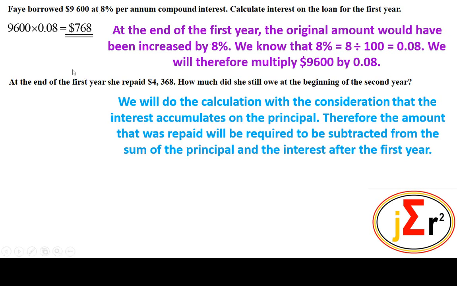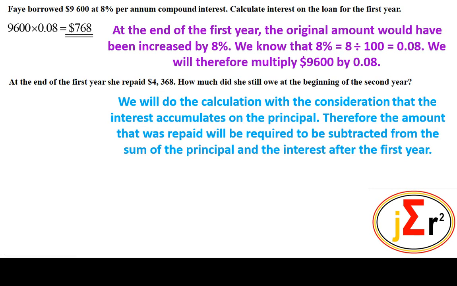Then we have to subtract this amount. What this means is that the principal, the original amount, will have to be added to the $768, or you might say the other way around, that $768 will have to be added to the $9,600 before subtracting the amount that she repaid at the end of the first year.